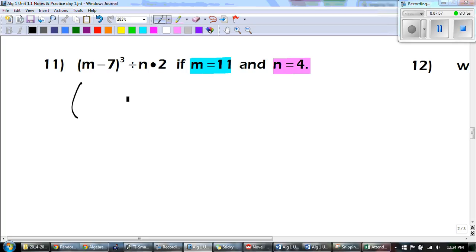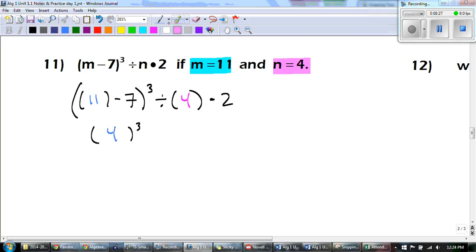So, we have m minus 7 cubed divided by n times 2, okay? So my m is 11, and n is 4. Okay, so order of operations first, I have to do that 11 minus 7 first. 11 minus 7 is 4. Okay, so we did inside first. Everything else just stays the same, divided by 4 times 2.